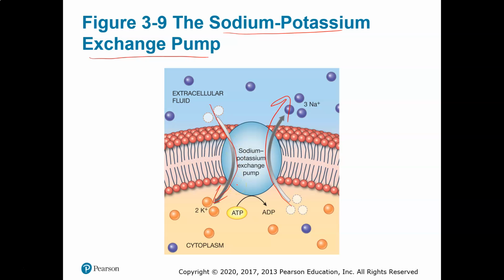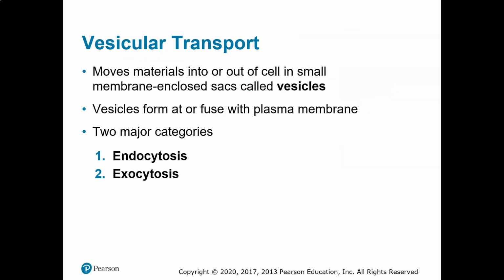So it's pumping more positive ions out, even though there's already a high concentration of sodium outside the cell. So sodium is moving against its concentration gradient. And there's already a high concentration of potassium in the cell, but the pump continues to pump potassium into the cell toward its higher concentration. So this is an example of active transport.